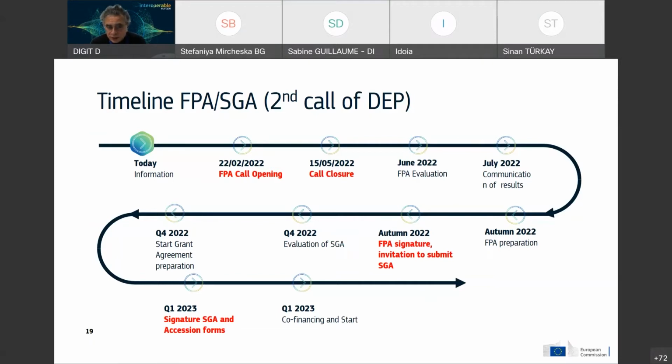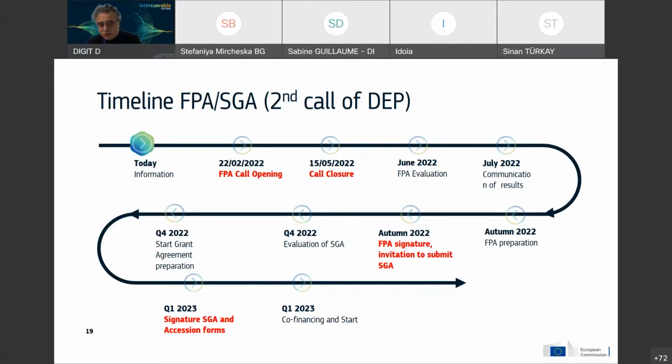And in June, we will evaluate for the FPA. So I repeat, no funding based on an action plan to agree on the objectives. In July, we will communicate the results of the evaluation. And in autumn, we will start the framework partnership agreement. So there will be discussion with the selected consortium. And in autumn, we plan to sign. And then once it's signed, we will ask to submit the proposal for the first grant. There we will start the evaluation.